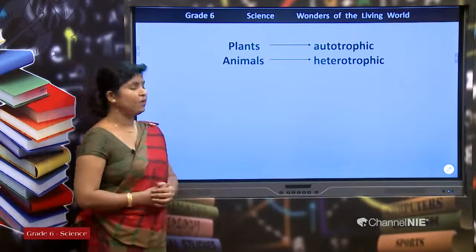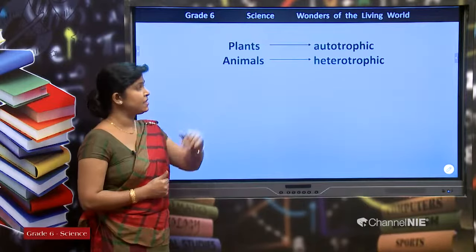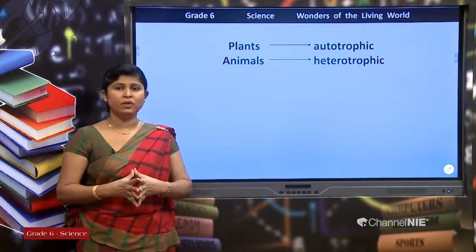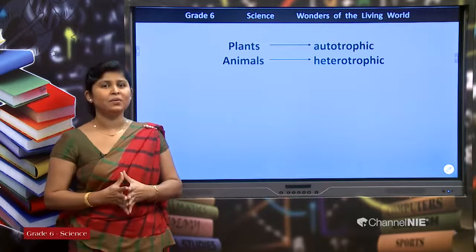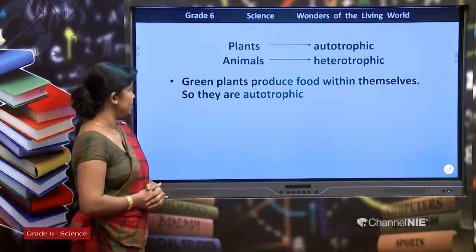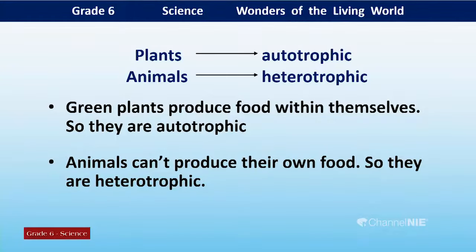But when we think about the animals, they cannot produce the food. They depend on the food produced by the plants directly or indirectly. So, that is why we call the animals heterotrophic organisms. I think you can understand the difference between autotrophic and heterotrophic. Green plants produce food within themselves, so they are autotrophic. Animals can't produce their own food, so they are heterotrophic.